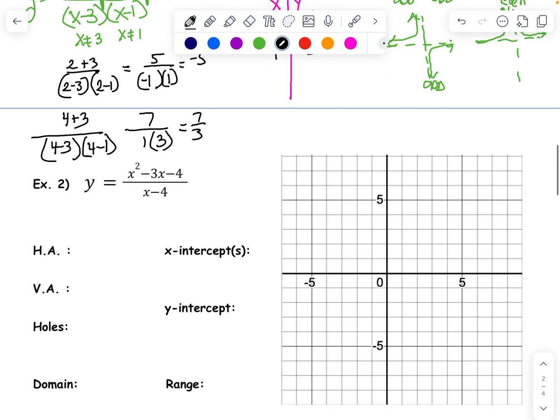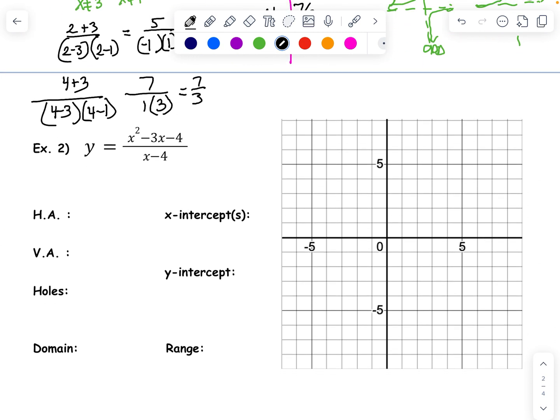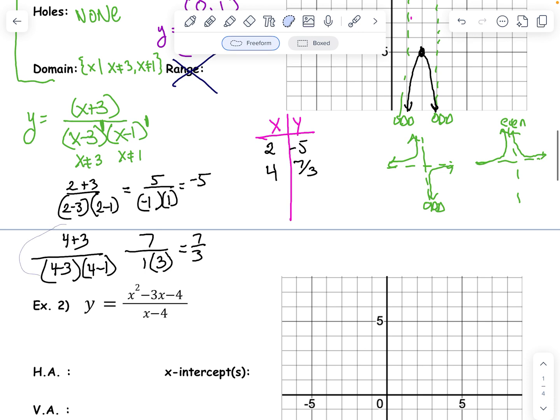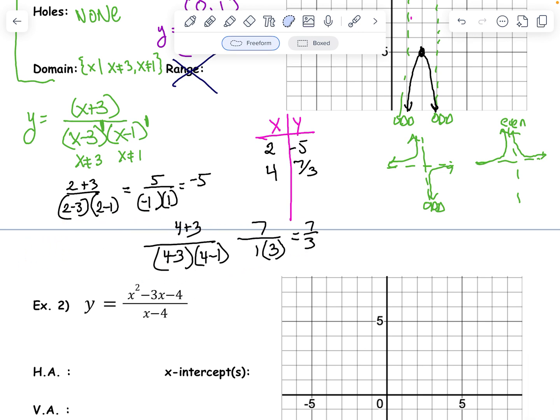Let's take our same ideas and move down to the next one. Okay, so let's move this up a little bit though, because I'm not a fan of how close it is.